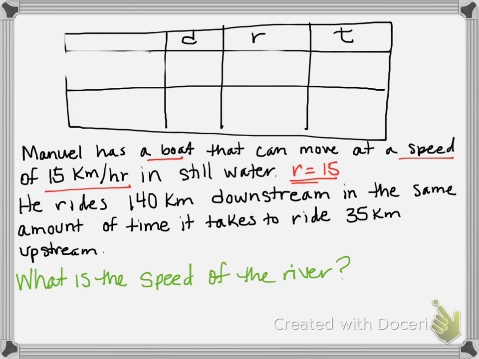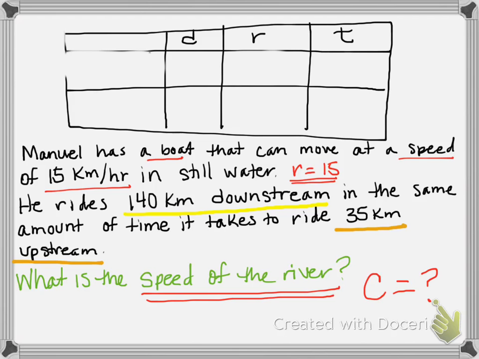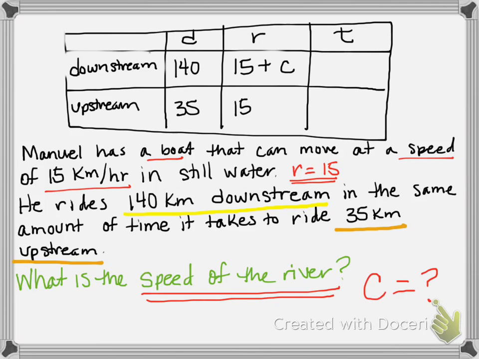First of all, we have this information about the boat speed, meaning the rate is 15 kilometers per hour. We also have the distances downstream and upstream, so we're going to fill that out, and of course c is unknown. Filling out the chart, we've got our downstream and upstream distances of 140 kilometers and 35 kilometers. Our rates are 15 plus the current and 15 minus the current, corresponding with downstream and upstream. The time is the same in both situations.